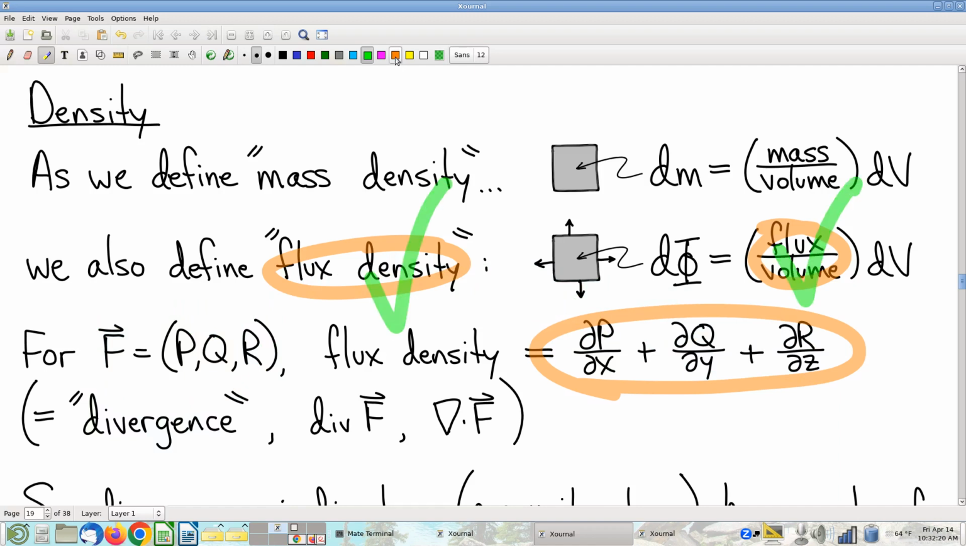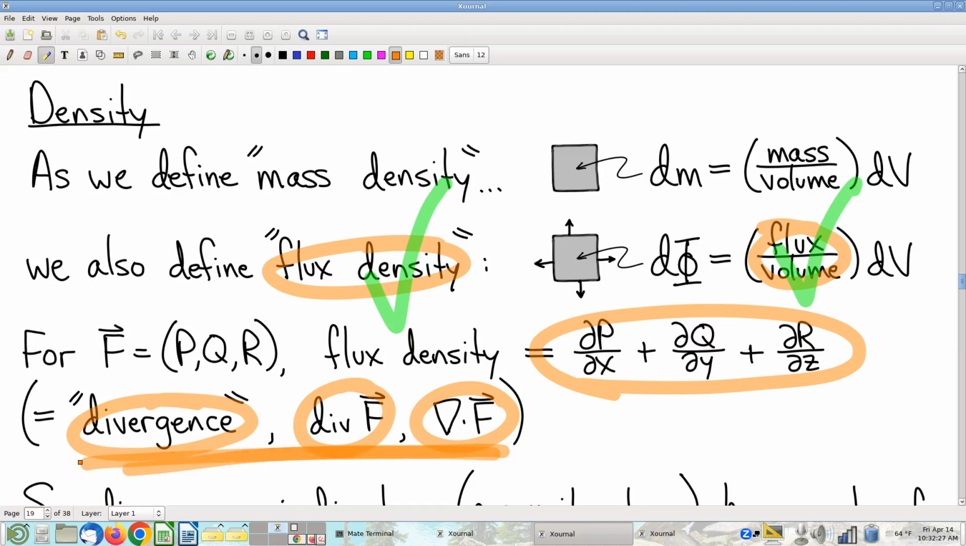So this formula, aka divergence, you'll recall. And furthermore, these notations, what do these things mean? They mean flux density. They mean accumulating quantity of flux per unit size. That's what this formula is for.